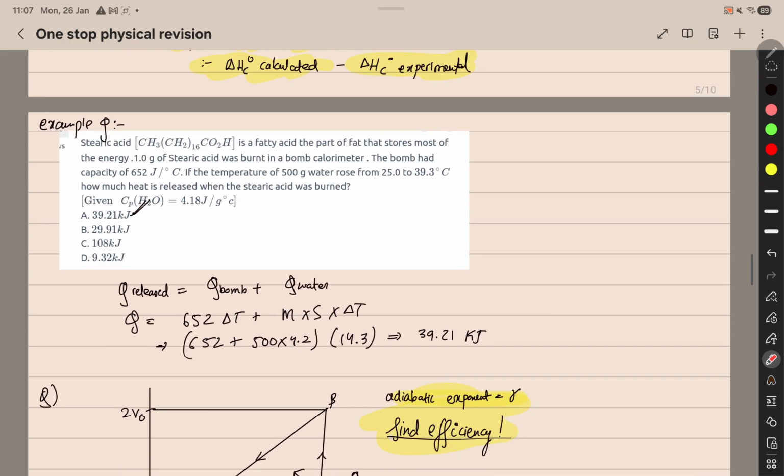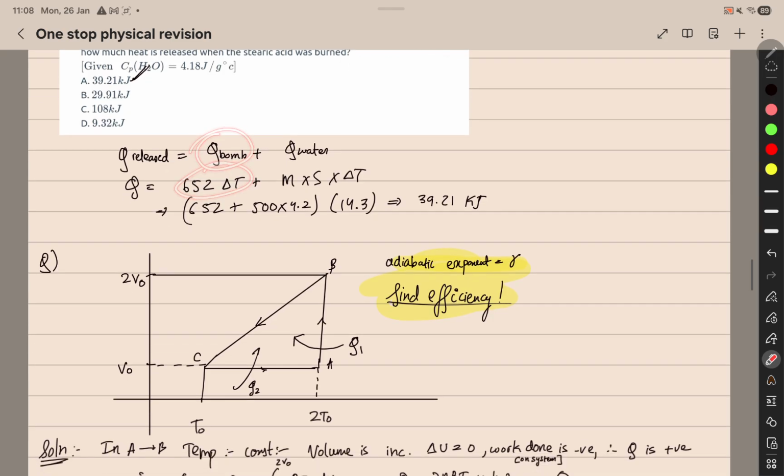Then we have a bomb calorimeter question. Stearic acid is a fatty acid. Basically, it doesn't matter about the mass of stearic acid, how much we take. We can start directly by saying Q released is equal to Q of bomb calorimeter plus Q of water. Then you just use m s delta T to find Q of water, and you use C delta T to find the Q of the calorimeter, and then you get your answer.